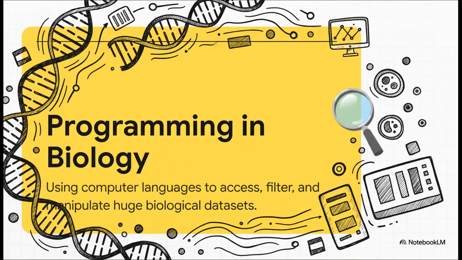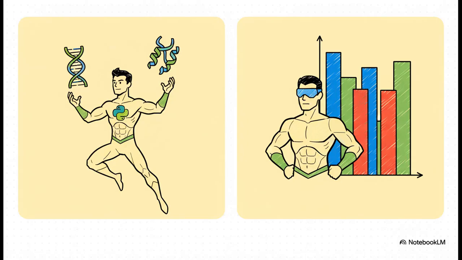So simply put, what is programming in biology? It's just using these special computer languages to tell the computer what to do. Things like, hey computer, find this one gene sequence from these lakhs of other sequences, or please sort all this data for me. It's basically like having an assistant who is super fast, never gets tired, and never makes a mistake. Now, 2 of the most popular languages for this are Python and R.